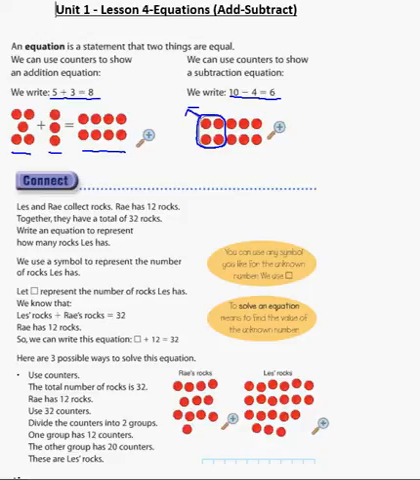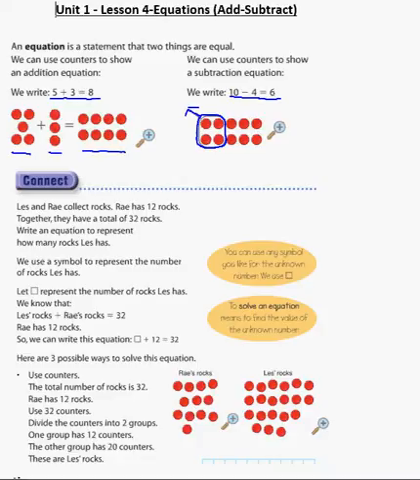Alright, next let's go down to the connect. Les and Ray collect rocks. This is a word problem. Les and Ray collect rocks. Ray has 12 rocks. Together they have a total of 32 rocks. So what is an equation that we can use to represent this?